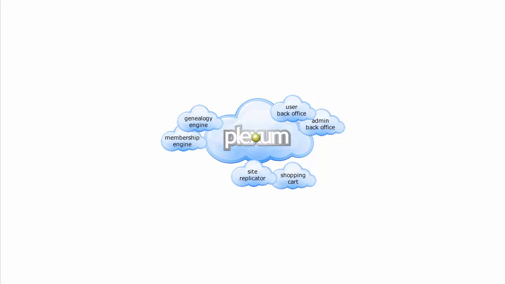In this video, I'll explain how the Plexum software builds a genealogy and how it places people into it. A genealogy has two kinds of hierarchy: an organizational hierarchy and a class rank hierarchy. We will discuss the class rank hierarchy in another video. In this video, we will cover the organizational hierarchy.